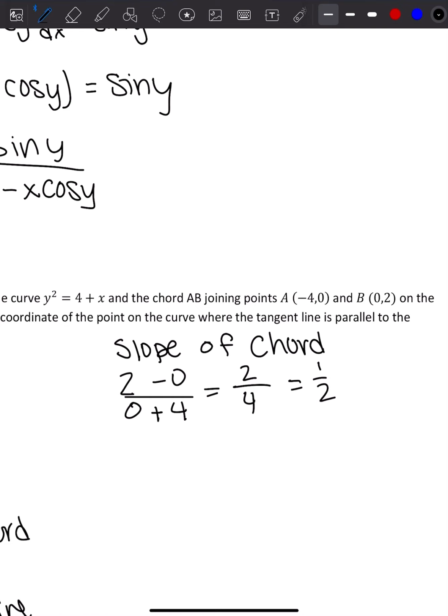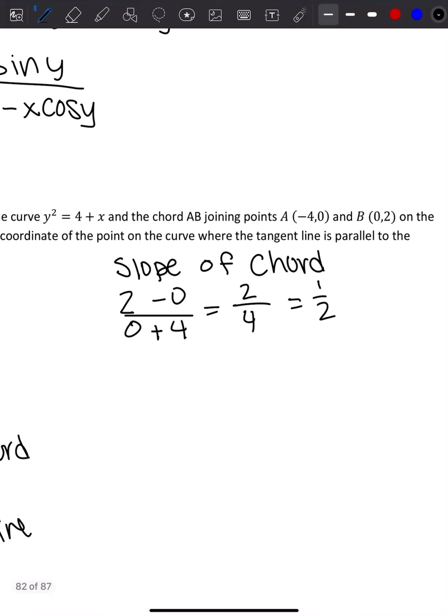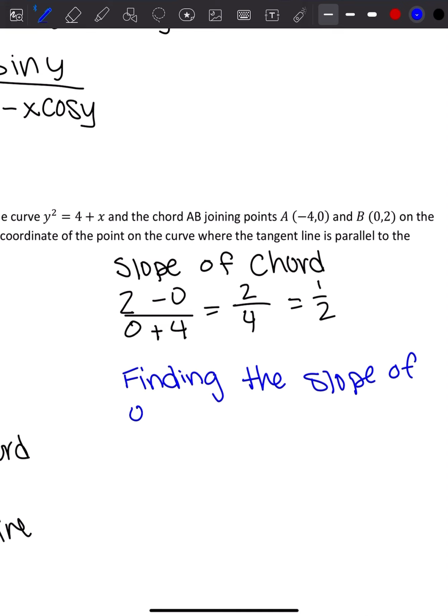of our tangent line. Well, we know the slope of our tangent line is found by taking the derivative of our function and plugging in a y value. So we know our equation, and we know what slope it needs to be. So we are going to take the derivative and set that derivative equal to 1/2 to find our y value. So finding the slope of our tangent line.